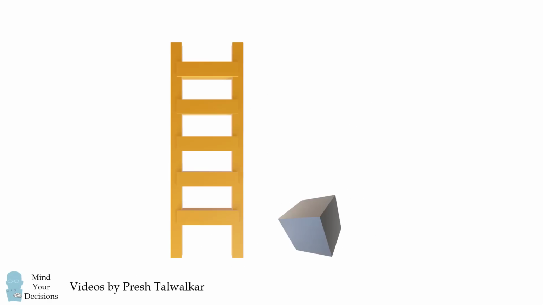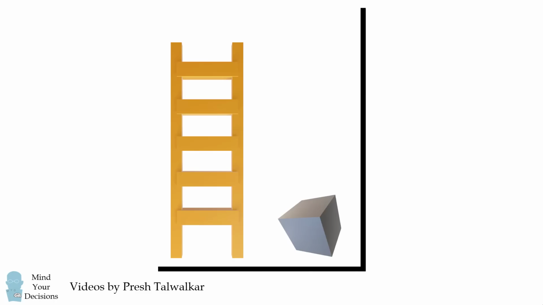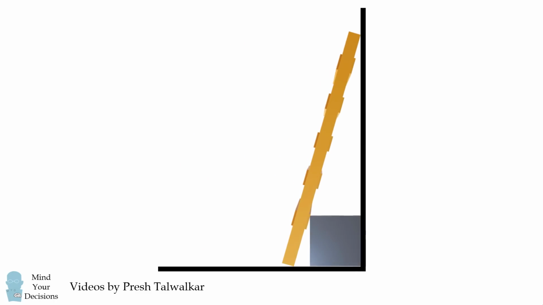A ladder and a cube are in a room. Place the cube along the wall and then rest the ladder along the wall so that it is just touching the side of the cube. For precision, think about the ladder as a line segment.